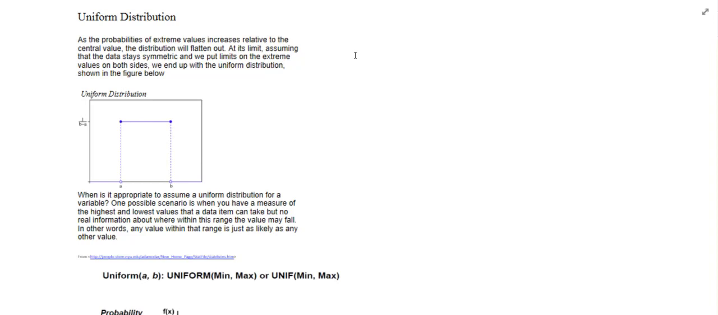When would it be appropriate to assume a uniform distribution for a given variable? One possible scenario is when you have a measure of the highest and lowest values that a data item can take, but no real information about where within the range they may fall. So in other words, any value within that range is just as likely as any other value.